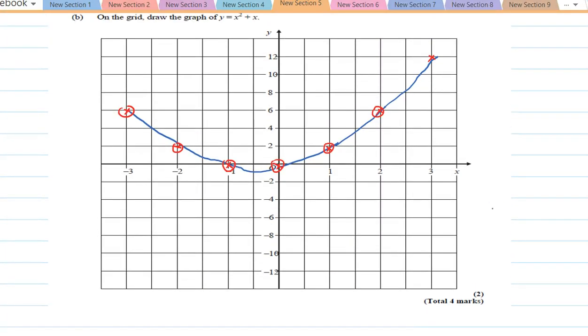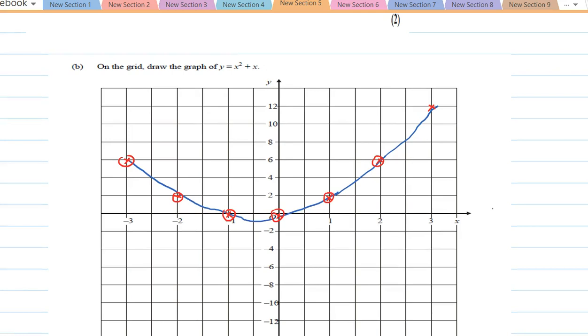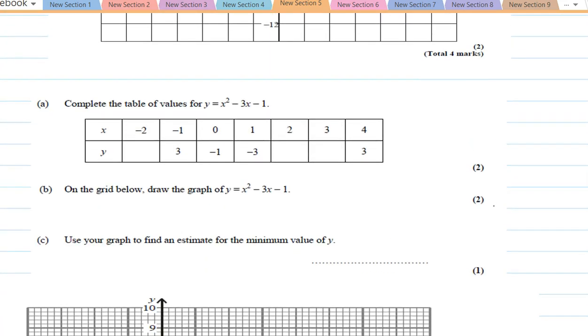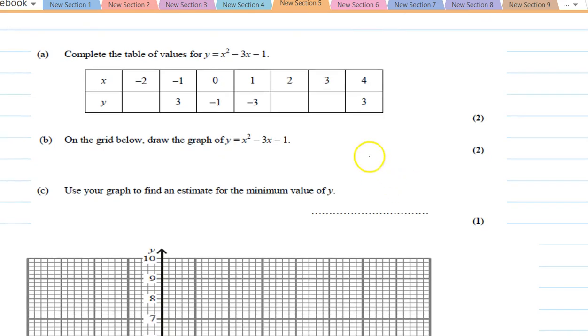So if you see here, we have got the nice graph of y equal to x square plus x. Let's go for another question, y equal to x square minus 3x minus 1. Here, these are the values we have been given: minus 2, minus 1, 0, 1, 2, 3 and 4, and we need to calculate these values. So how can we calculate these values?